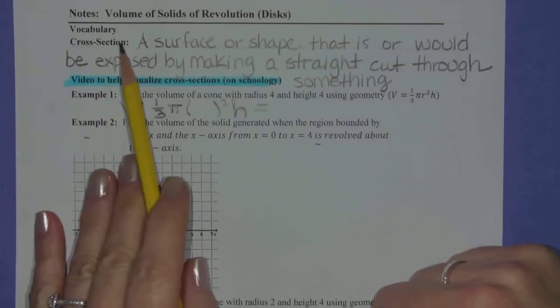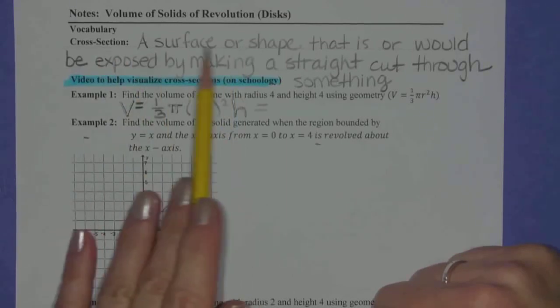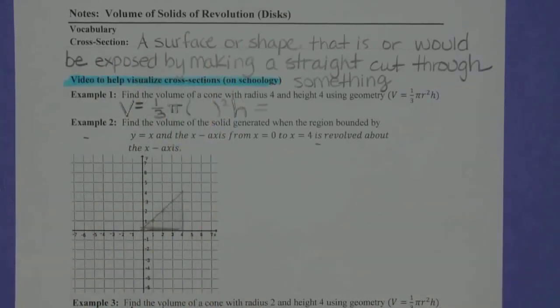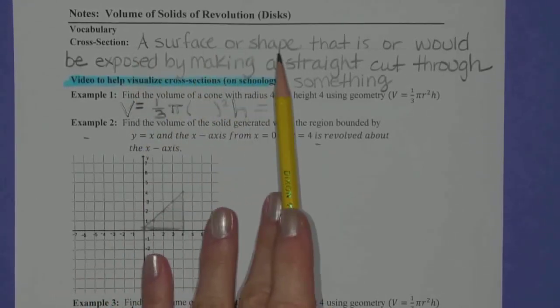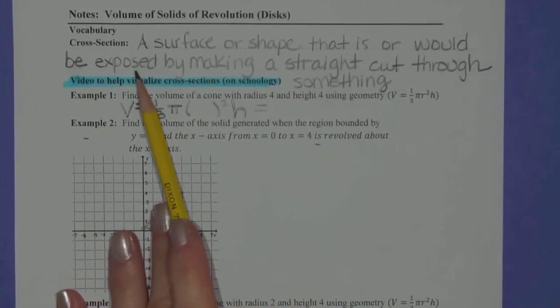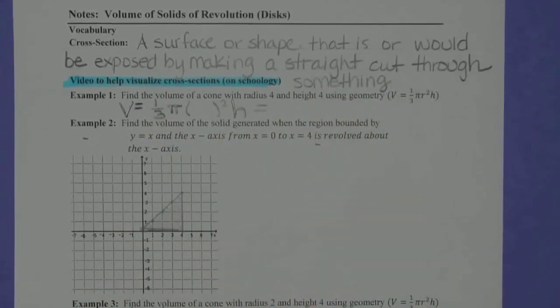So we need to know, in order to get through this lesson, what a cross-section is. I've already written the definition out, and you can pause the video to write it yourself, but here's what it says. A surface or shape that is or would be exposed by making a straight cut through something. So you have to envision a 3-dimensional object, and then you basically take a knife, cut through it, look down into the object, and what do you see? That is what a cross-section is.